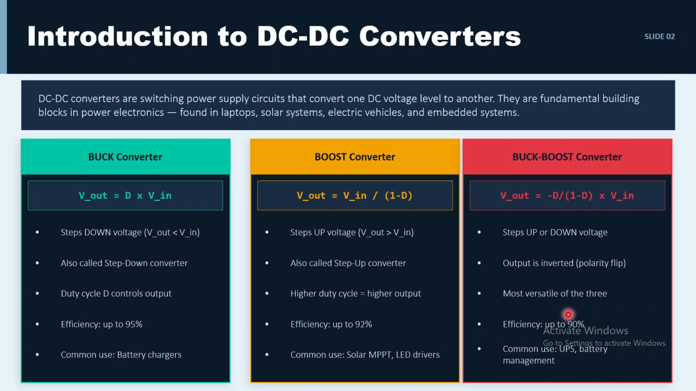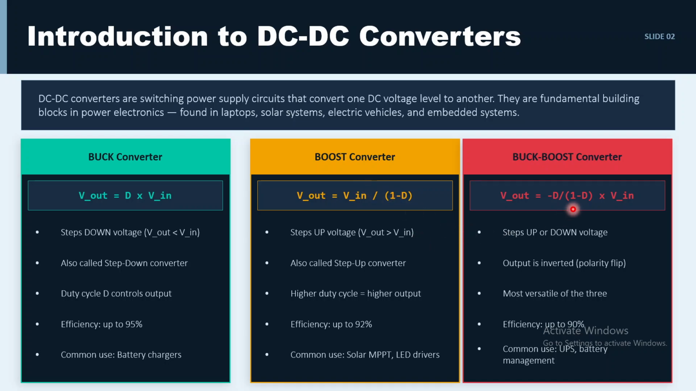Here the efficiency is up to 90%, which is low compared to buck and boost converters. The common uses are UPS and battery management. When there is a requirement of high voltage, it works as a boost converter. When there is a requirement of very low voltage, it acts as a buck converter. So this is all about the introduction of buck converters, boost converters and buck boost converters.